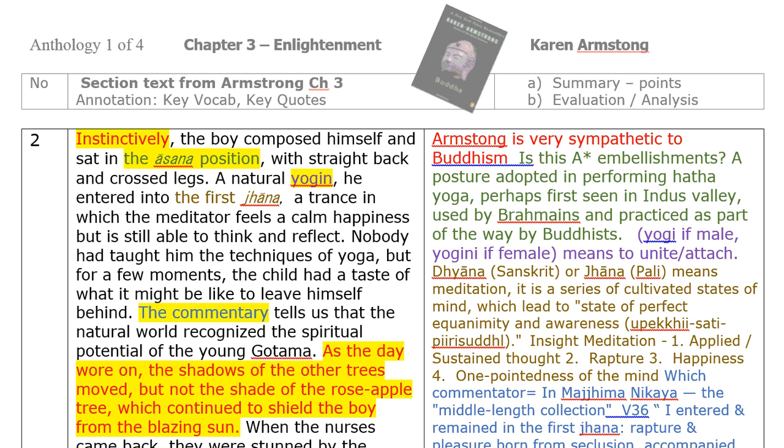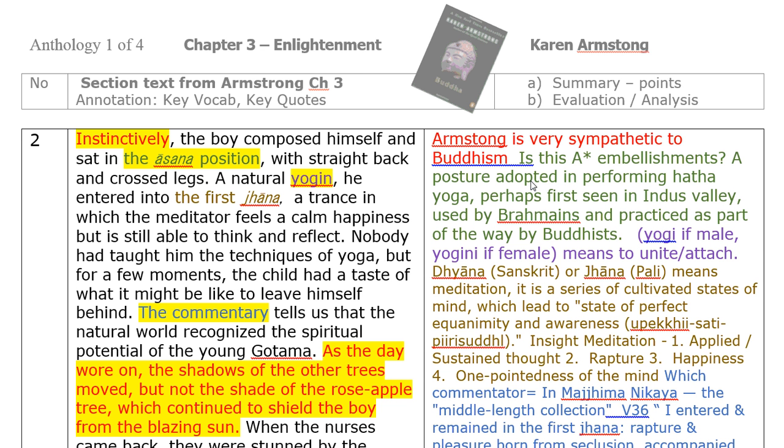So let's take one verse at a time from Karen Armstrong's chapter 3 on enlightenment from Buddhism. "Instinctively, the boy composed himself and sat in the asana position with straight back and crossed legs." Instinctively, well, Armstrong is being very sympathetic here to Buddhism. In the asana position, I've not read every text, but is this just her embellishment? How does she know it's the asana position? Is this thinking and applying backwards into what he actually did?